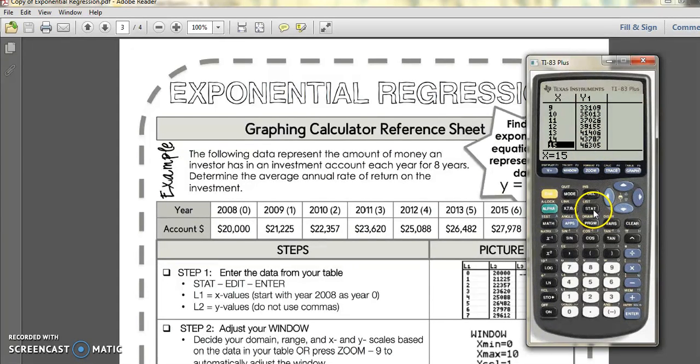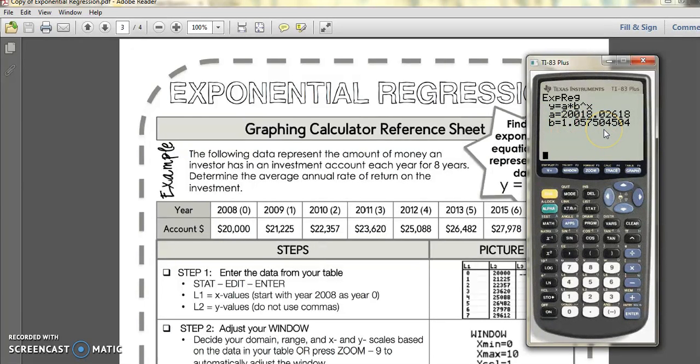So let's go through those steps again. Stat, enter. Here's our list 1 and our list 2. To get our A and B values, we hit stat again, arrow over to calc, and we want to go all the way down to 0 to get an exponential regression. You're going to have to hit enter probably 5 or 6 times. I just have to hit it once. This is our start, which is 20,018.03, and our growth factor is 1.0575.